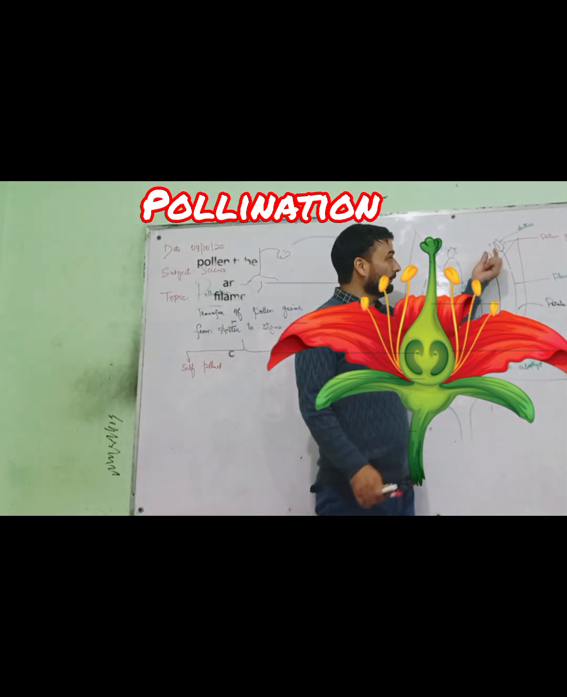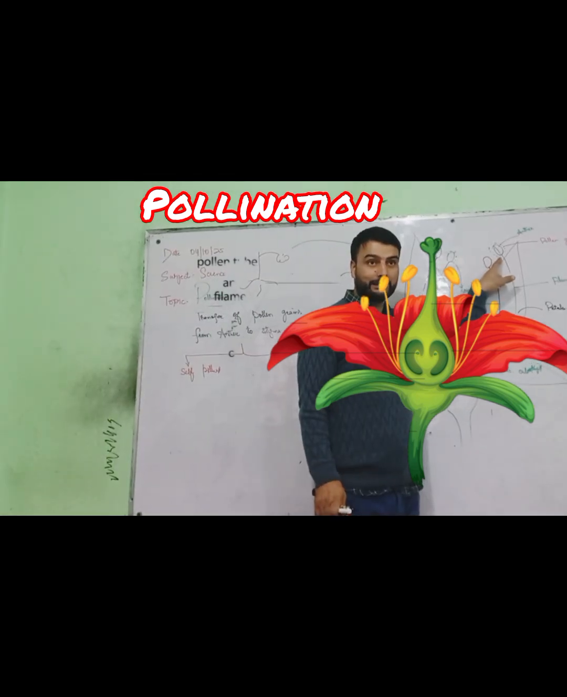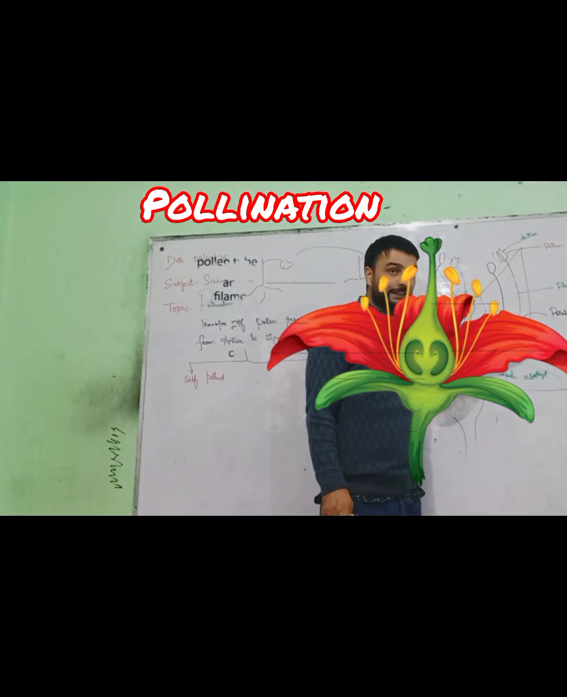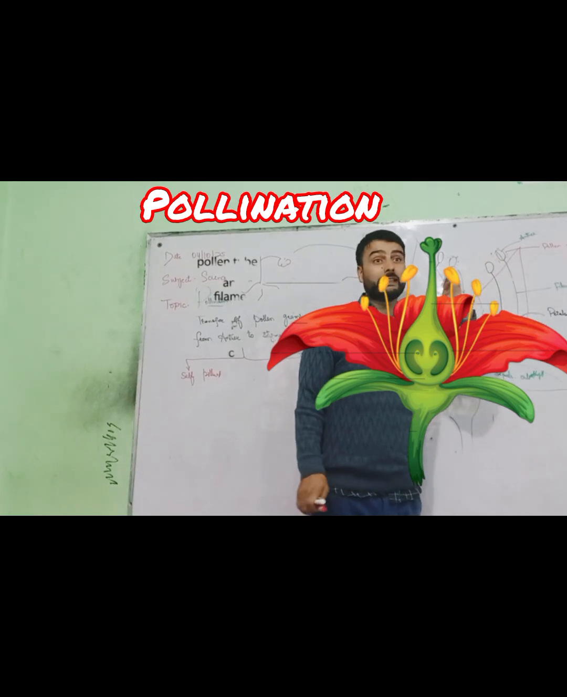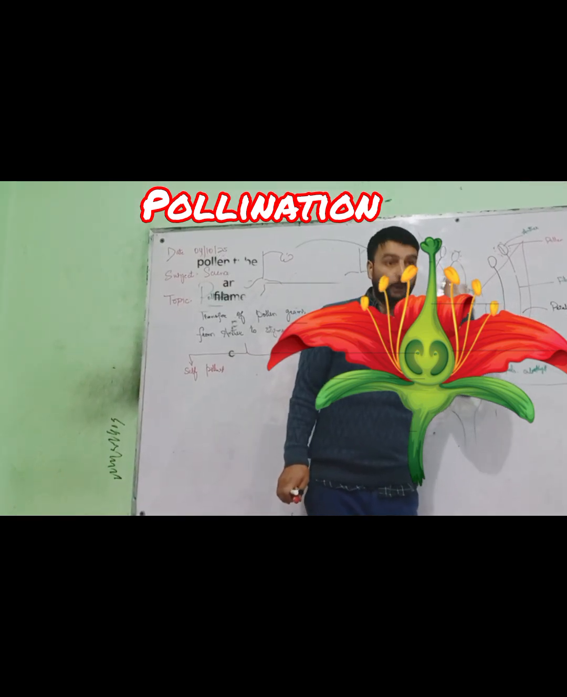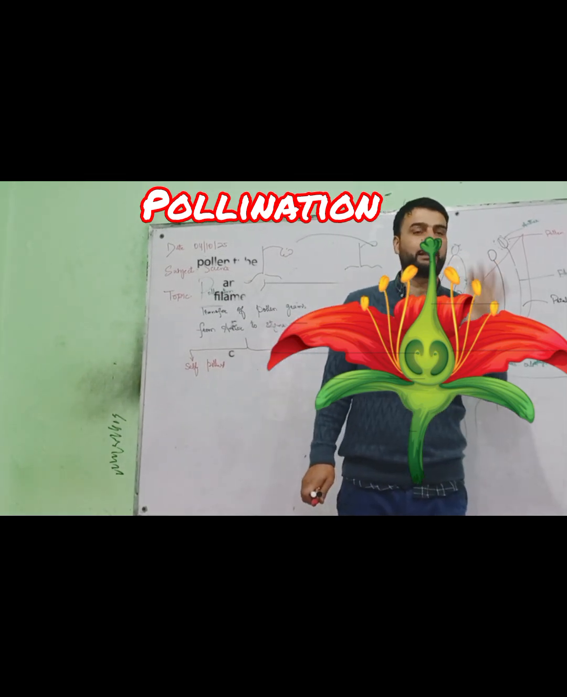So the male reproductive part of a flower, the stamen, has two parts. This one is known as anther, and this stalk or needle-like structure is known as filament. This anther contains pollen grains. Pollen grains contain male gametes or male sex cells.